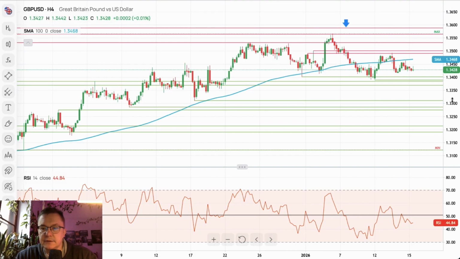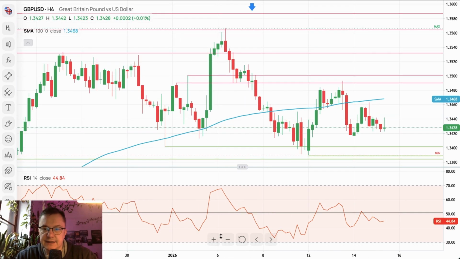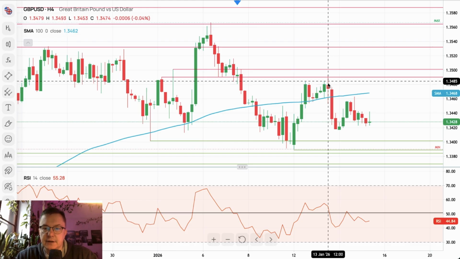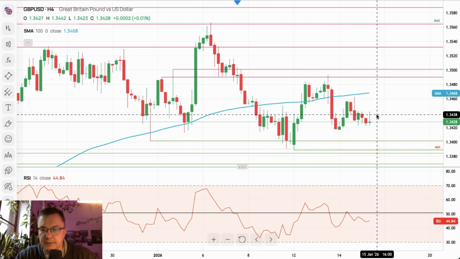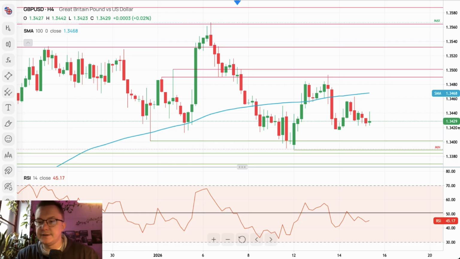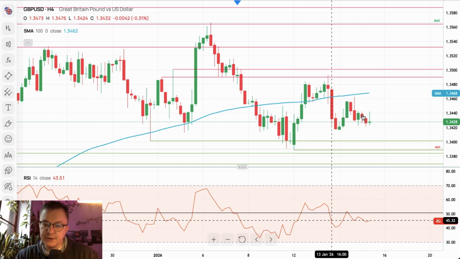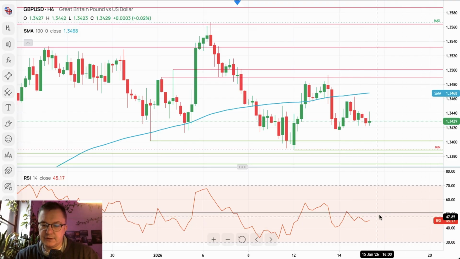British pound, except for minor moves, is still in the same situation that it was yesterday and at the beginning of the week. Test of the internal supply zone, test of the internal demand zone, and we are back towards 1.342829. This is the daily candle. Very low volatility with quite negative momentum, 45 points only, but very, very close to the neutral level.